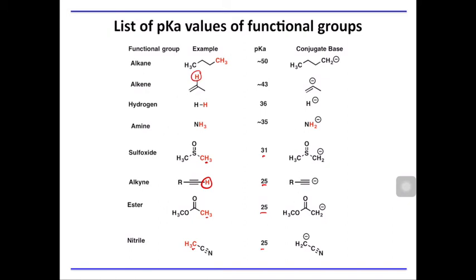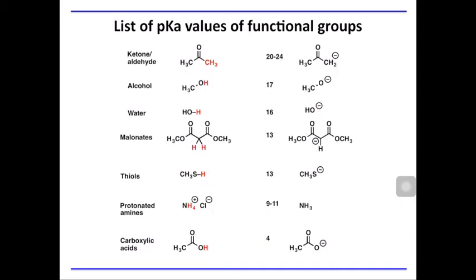And since they are very weak acids, they form very, very strong bases. The conjugate base of alkane is a carbon ion, which is a very strong base. Also alkene, hydrogen has hydride as its conjugate base. Amine or ammonia has amide ion as a conjugate base, and so on and so forth. We also have aldehydes, ketones, alcohol, water, malonates, thiols, protonated amines, and carboxylic acids.